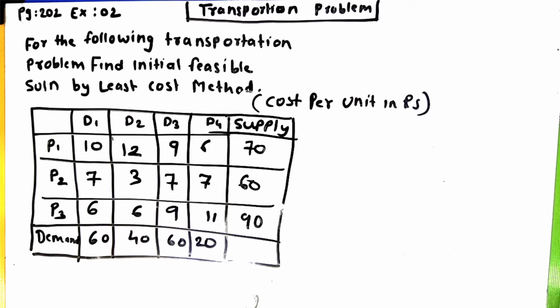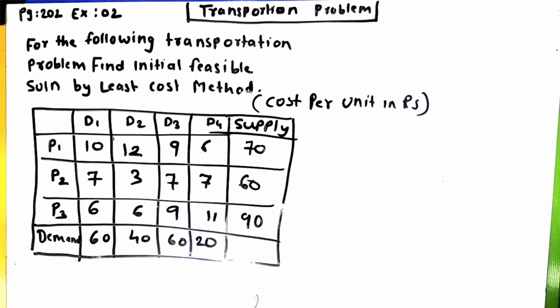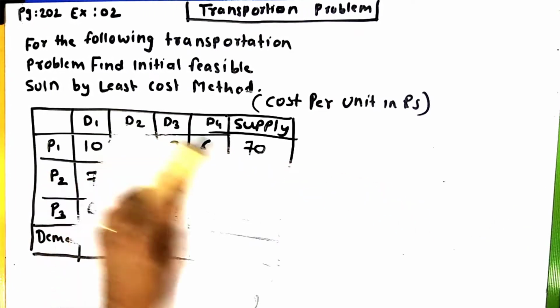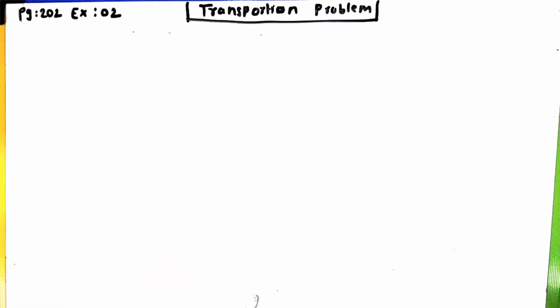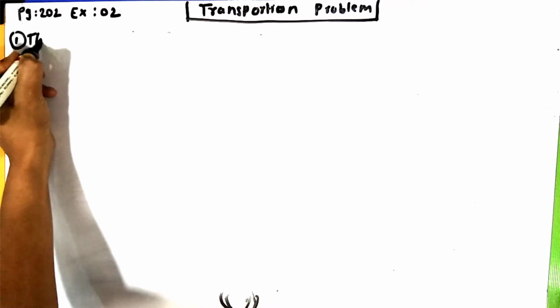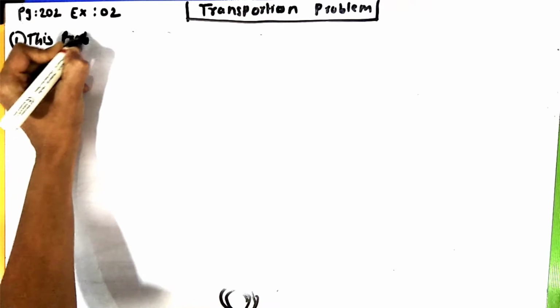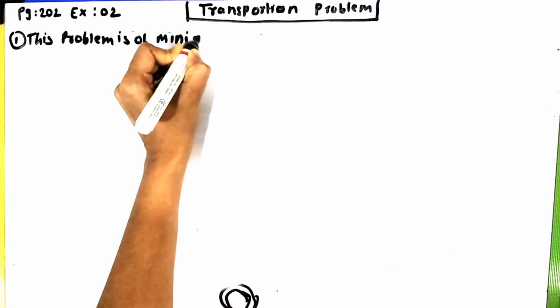So let me start. To solve the least cost method of initial feasible solution, we have to solve this question step by step. As we know, the word cost is mentioned, that means this question is of minimization. So our first step says this problem is a minimization problem.